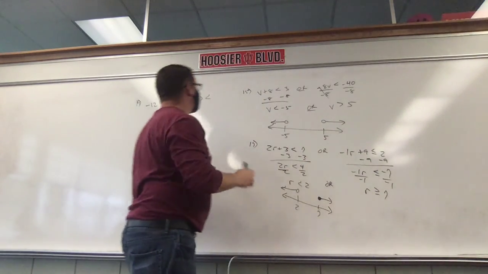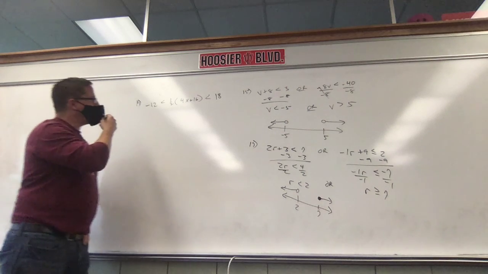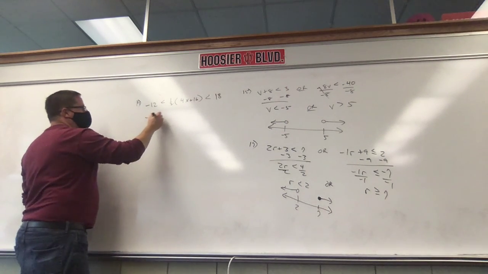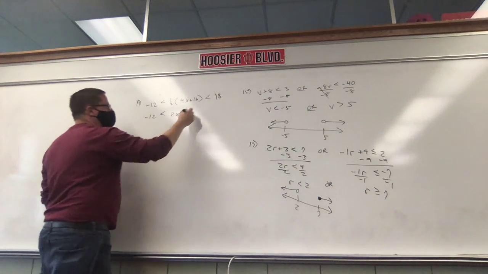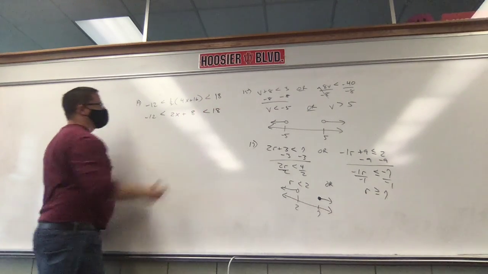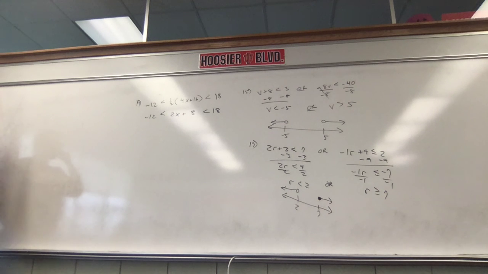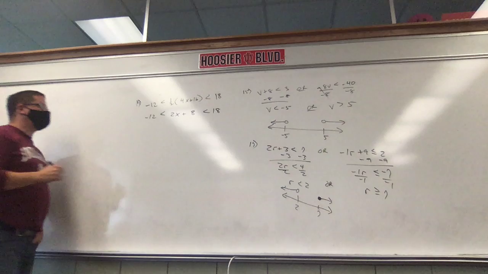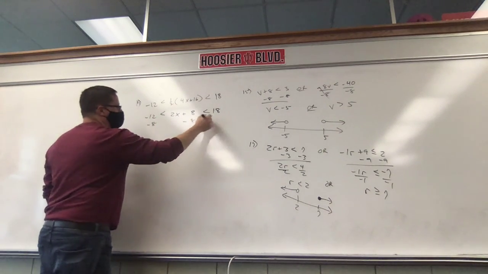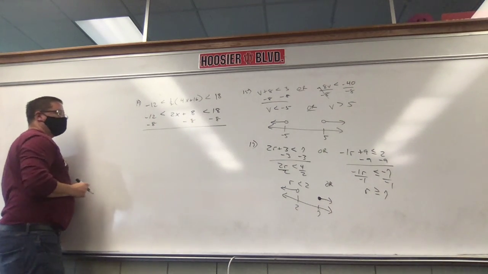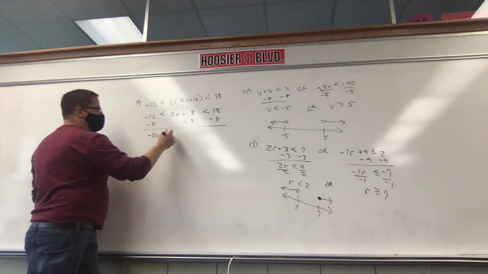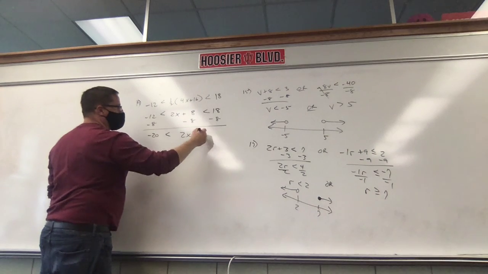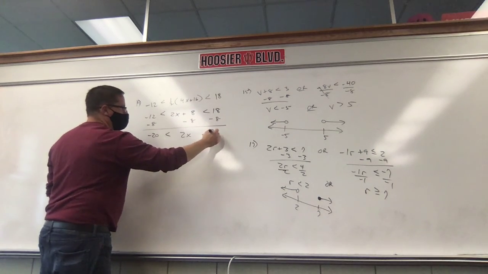Any idea how we should start this one out? Distribute the half. That's an easy one. Half of 4 is 2x, half of 16 is 8. So we distributed the half to 4x plus 16. Then what? Subtract 8 from the left, the middle, and the right. Negative 12 take away 8 more is negative 20. These cancel, leaving 2x. 18 minus 8 is 10.